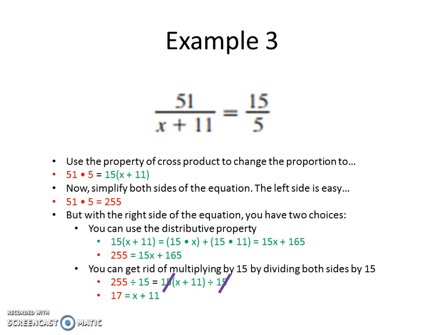Or we can get rid of multiplying by 15 by dividing both sides by 15. So if I divide my right side of the equation by 15, that's going to get rid of my multiplication of 15, and then I simply need to divide by 15 on the left side of my equation. So then I will have 17 equal to x plus 11. That one's going to be a lot easier to solve than the one above that's 255 equal to 15x plus 165, but you would both still get the same answer of x equals 6. So if I plug in x equals 6, I would be doing 6 plus 11, which is 17. So 51 over 17 is going to equal 15 over 5, which equals 3.